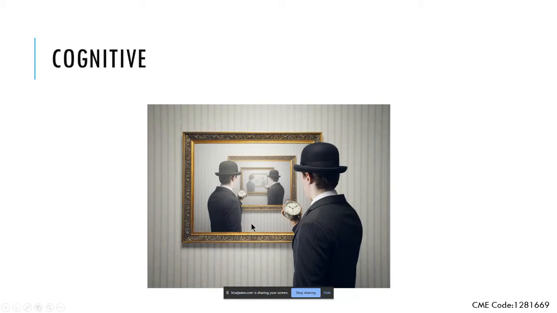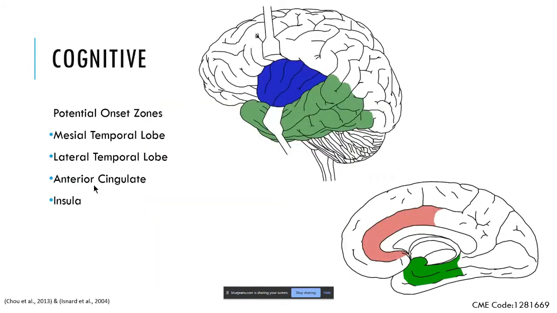Interestingly enough, when we were doing mapping on this patient, we innervated the posterior cingulate, and that actually caused her to have that déjà vu sensation consistently. Cortical stimulation studies have found that the mesial temporal lobe, lateral temporal lobe, and insula are often implicated in cognitive seizures. Déjà vu has been reported in seizures arising from the anterior cingulate, and dysarthria and language dysfunction have been reported in association with insular stimulation.